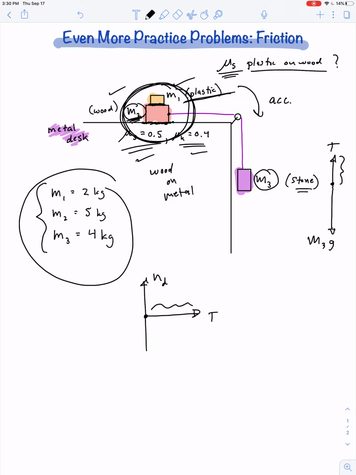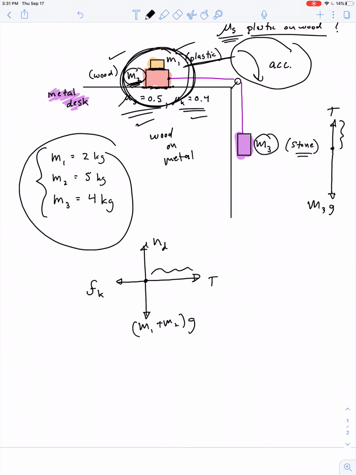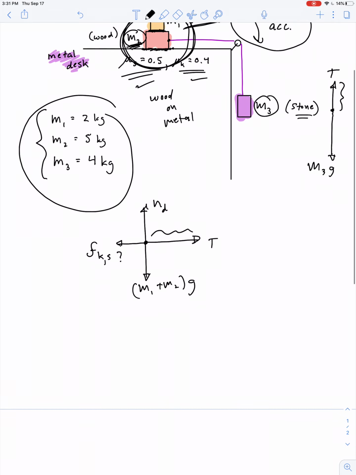And then downward is the combined mass, M1 plus M2 quantity times G. And then back in this direction is some force of kinetic friction. So how do I know it's kinetic? Well, the problem implied that the system's going to be accelerating. So I guess we should check and see if that's the case. Maybe this is a force of kinetic or force of static, and we're not sure. Okay, so let's just go with this.